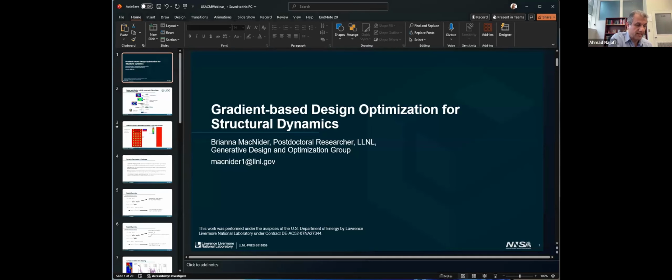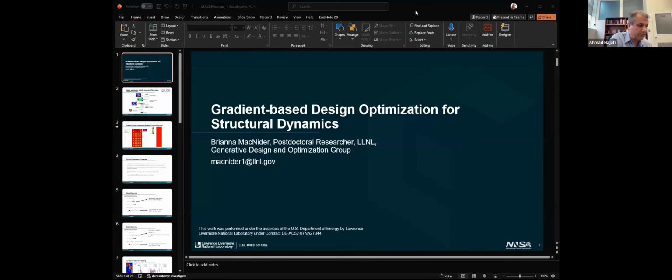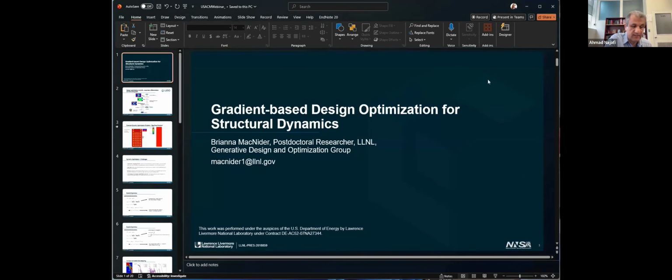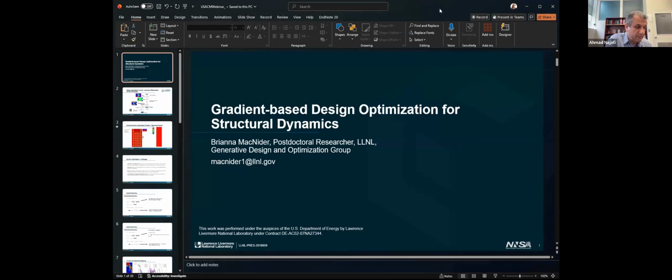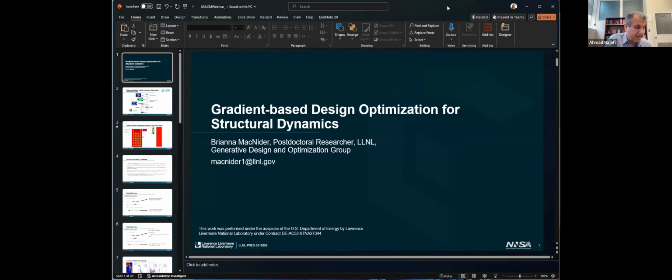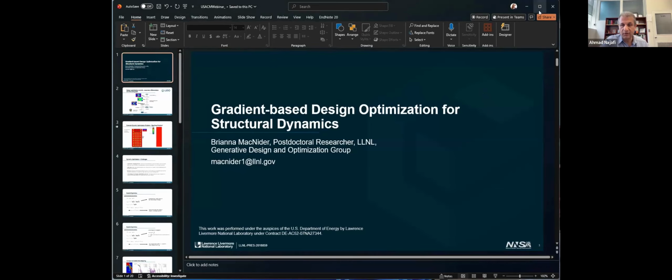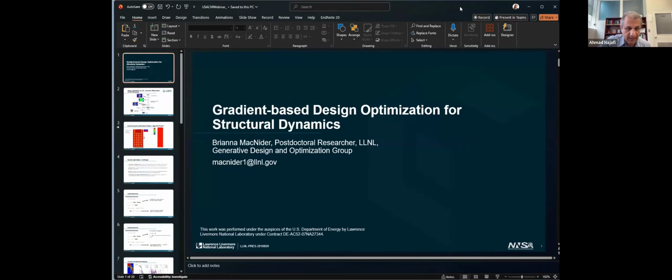Brianna is a postdoctoral researcher at the Lawrence Livermore National Laboratory and a recipient of the Laboratory Residency Graduate Fellowship. She received her PhD in aerospace engineering from the University of California, San Diego in 2024. Her current research centers on design optimization for a variety of applications, including structural dynamics, mechanical logic, and smart materials. With this, we will go to her talk. You can go to full screen.